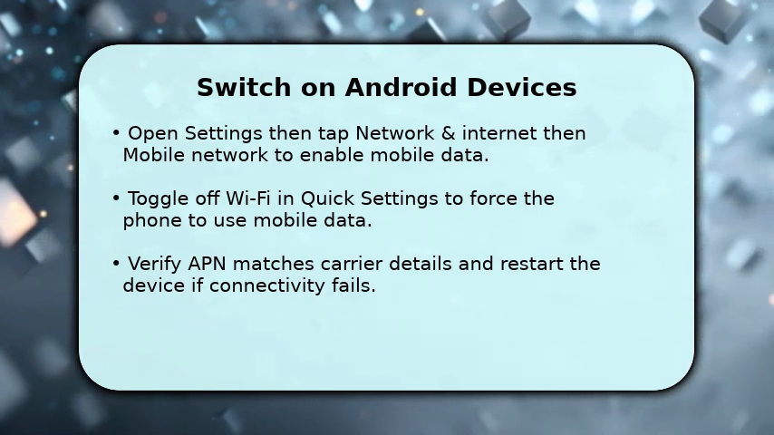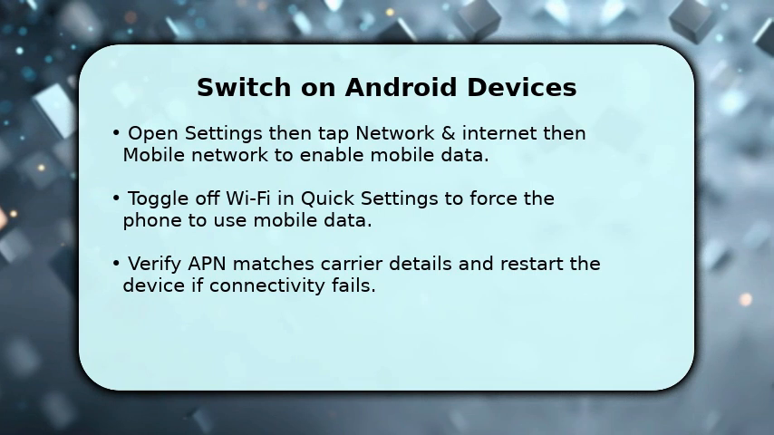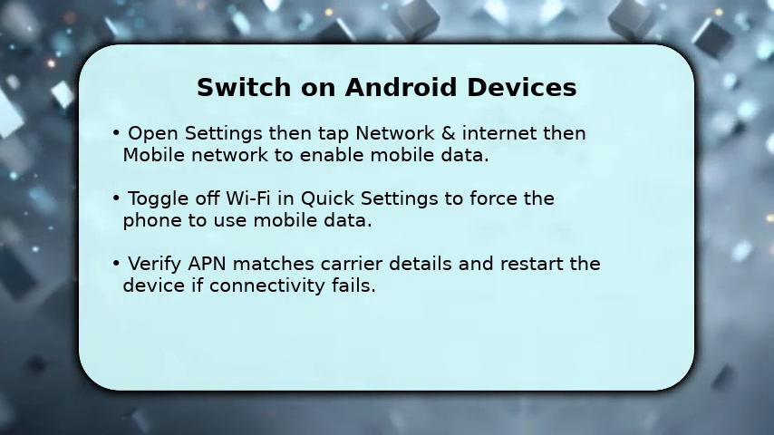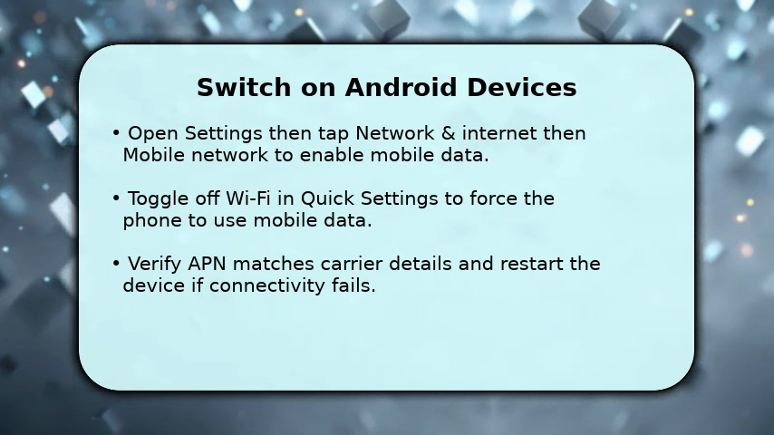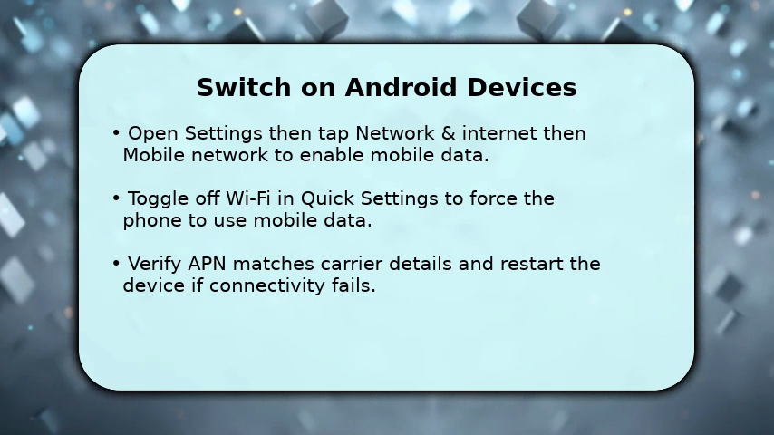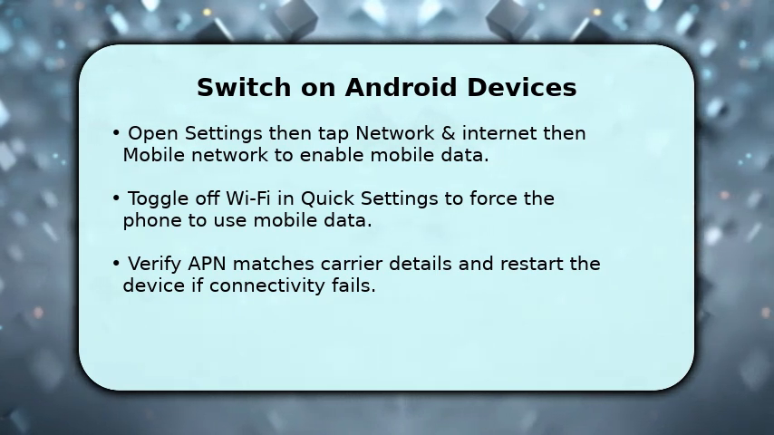If you see no internet, check APN details and update them to your carrier's values. Restart the device after saving APN changes to apply settings. Finally, run a browser or app to confirm web pages and content load on mobile data.